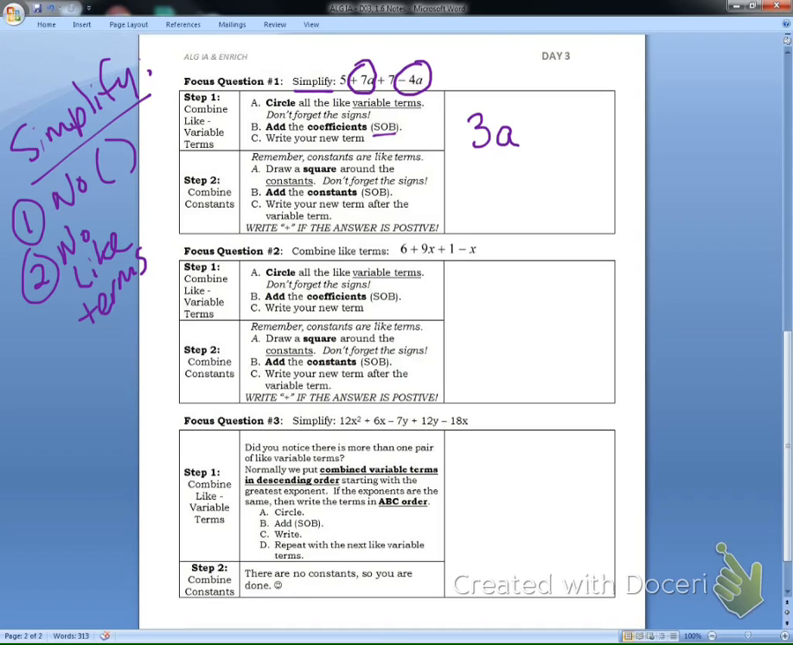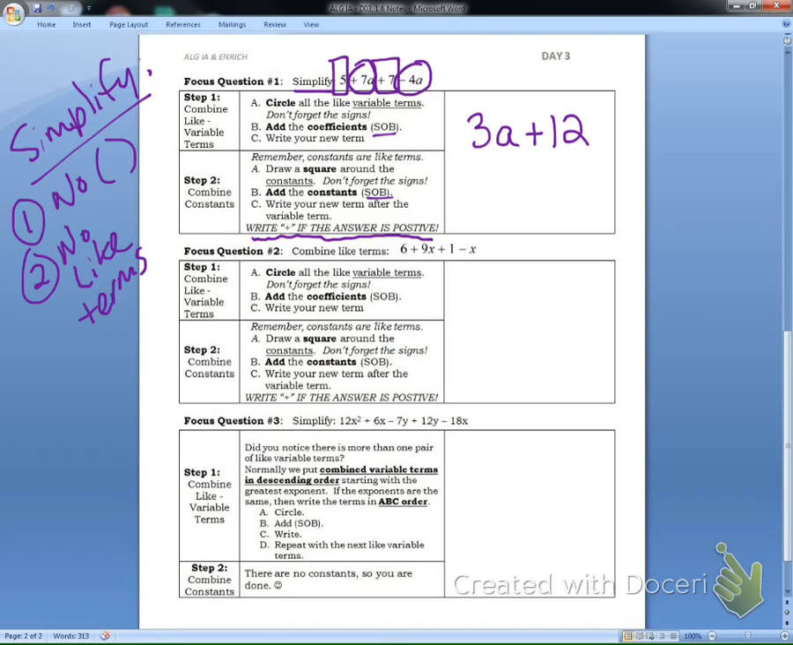Alright. The second step is you need to combine your constants. We have 2 constants, the 5 and the 7. The 5, you don't see the sign, but we know that it's supposed to be positive if you don't see it. So you have a positive 5 and a positive 7. Those are the same signs, so we add them together. 5 plus 7 is 12.